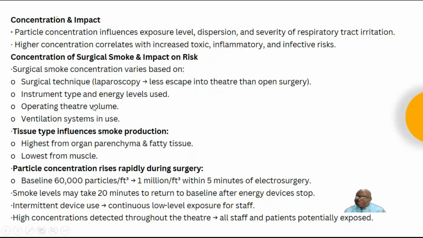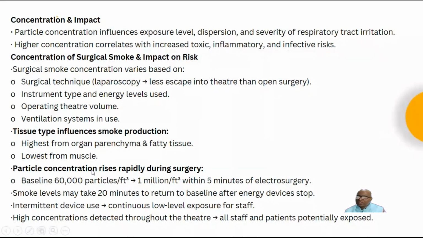So there are various ventilation systems which are in use. So all this will affect the concentration and impact of this particular smoke. So that is surgical technique, then instrument type and energy. We have seen how this energy source will have different effect on the particle size also. Okay. Then operating theater volumes. Then tissue type influences smoke production. Highest is from organ parenchyma and fatty tissue, and lowest is from the muscle.